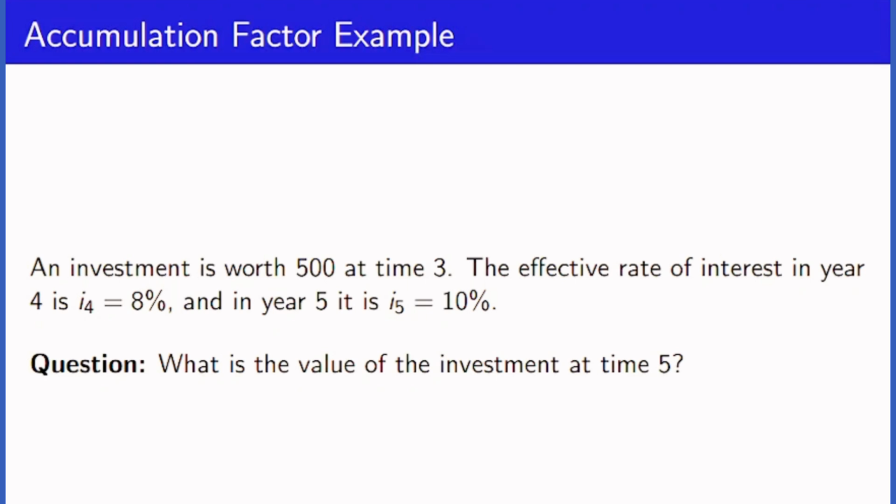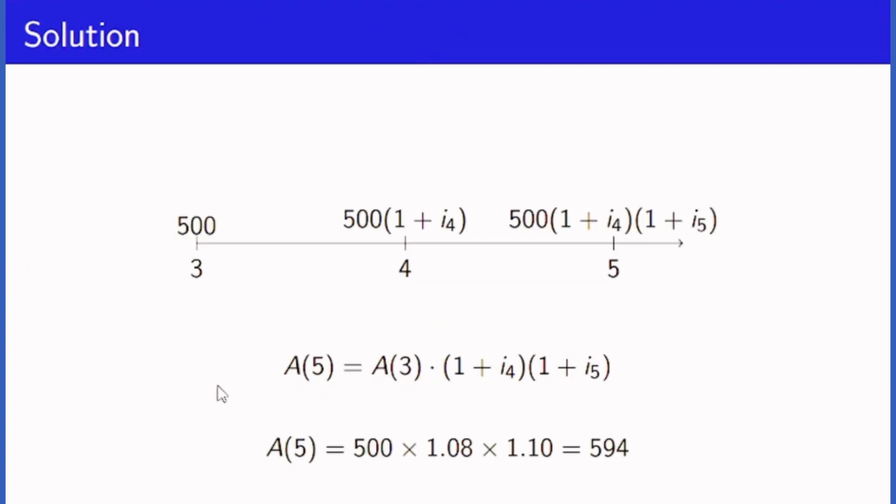You have to accumulate the amount from time 3 to time 4, and from time 4 to time 5, before you can know the amount at time 5. So how do you do that? Let's see it here. This is the solution.